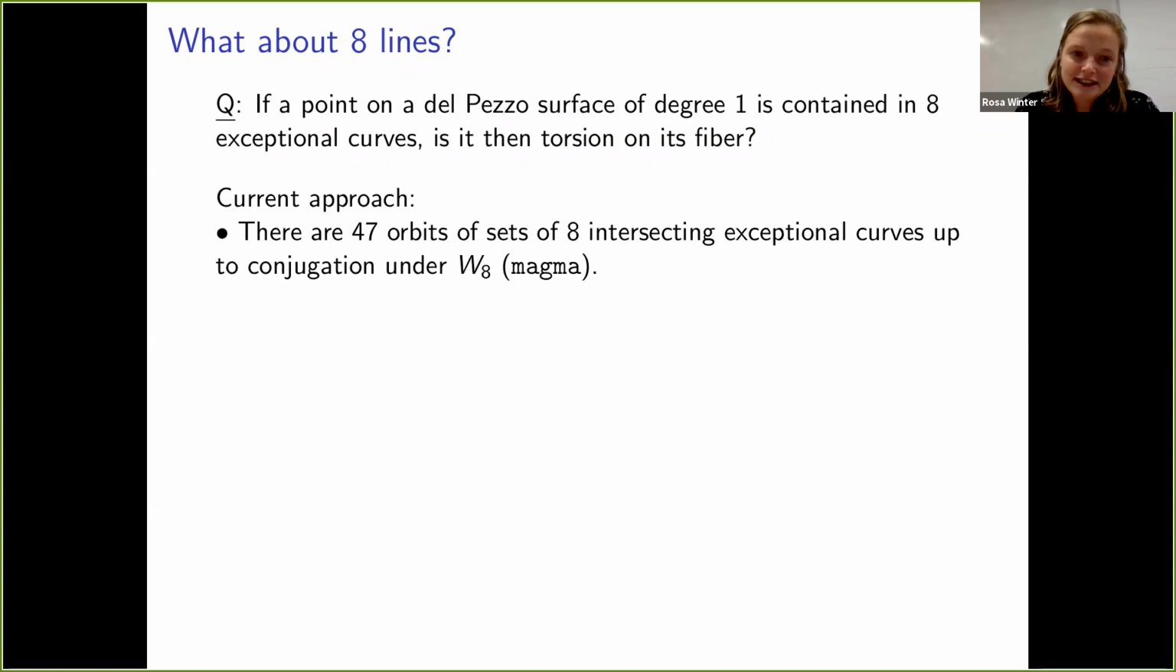And what we're doing currently is with Magma, we computed all the sets of 8 intersecting exceptional curves. So 8 exceptional curves that are all pairwise intersecting, up to conjugation by the Weyl group again, because you need again 1 representative of each orbit if you want to do a case-by-case study. And there's 47 of these orbits. So this took, I believe, 2 weeks to compute with Magma or something. So this is quite a big computation, but it was a bit of a brute force approach because we didn't really know how to tackle it otherwise yet. So we found these 47 orbits.